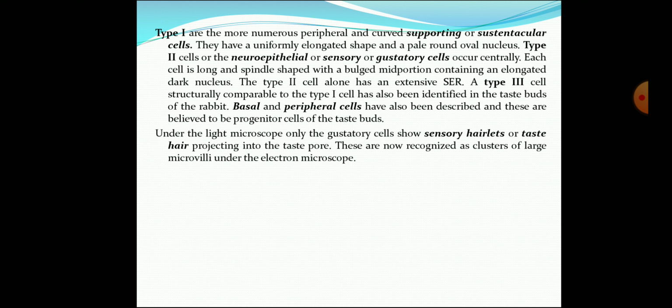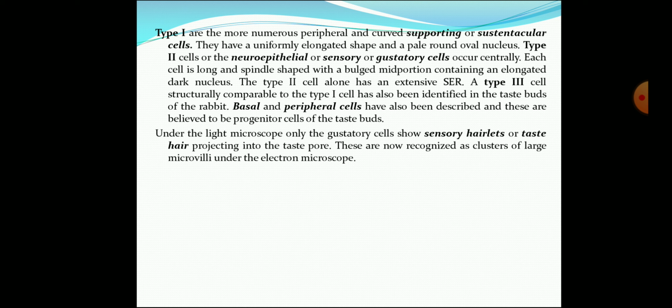The first type is the most numerous: peripheral and curved supporting or sustentacular cells. They have a uniformly elongated shape and a pale round or oval nucleus. The second type of cell is the neuroepithelial, or sensory, or gustatory cells, which occur in the central position. Each cell is long and spindle shaped with a bulged mid portion containing a dark nucleus.